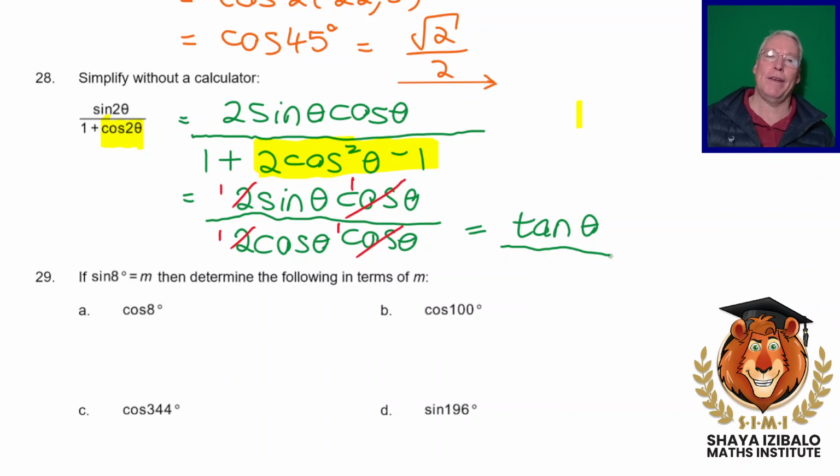Now, this simplified nicely, but it only simplified nicely because we made the right choice of our double angle formula for cos. And we're going to get more into that a little bit later.